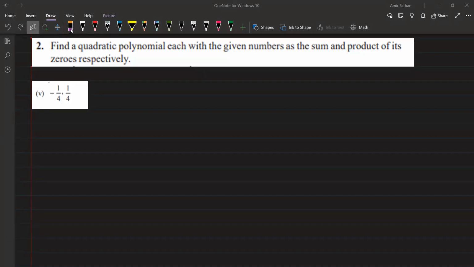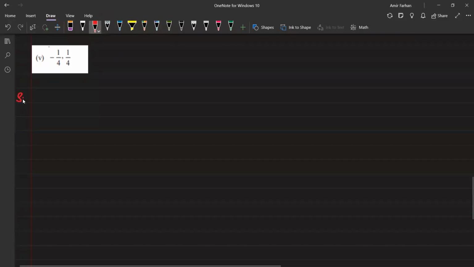Sir, I got x square plus x plus minus 1 by 8. Sorry, minus 1 by 8. Okay, let's find it out, whether you got the correct one or not. Please verify it, because I will not say the answer orally because you will get confused, but I will write it down for you. Verify it with me.